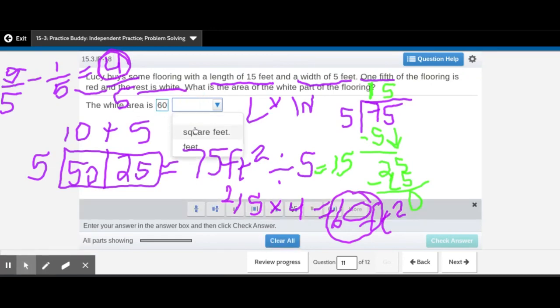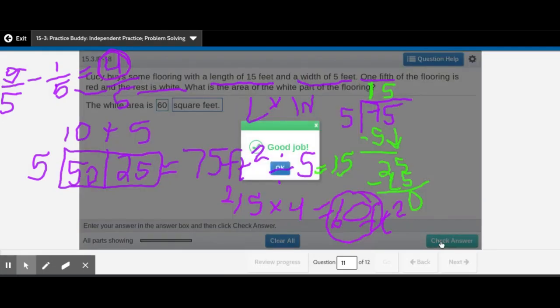60 square feet. Let's check our answer. Oh, perfect. So if you need me to go over this again, you just rewind. And anytime you need to pause, you just pause whenever.